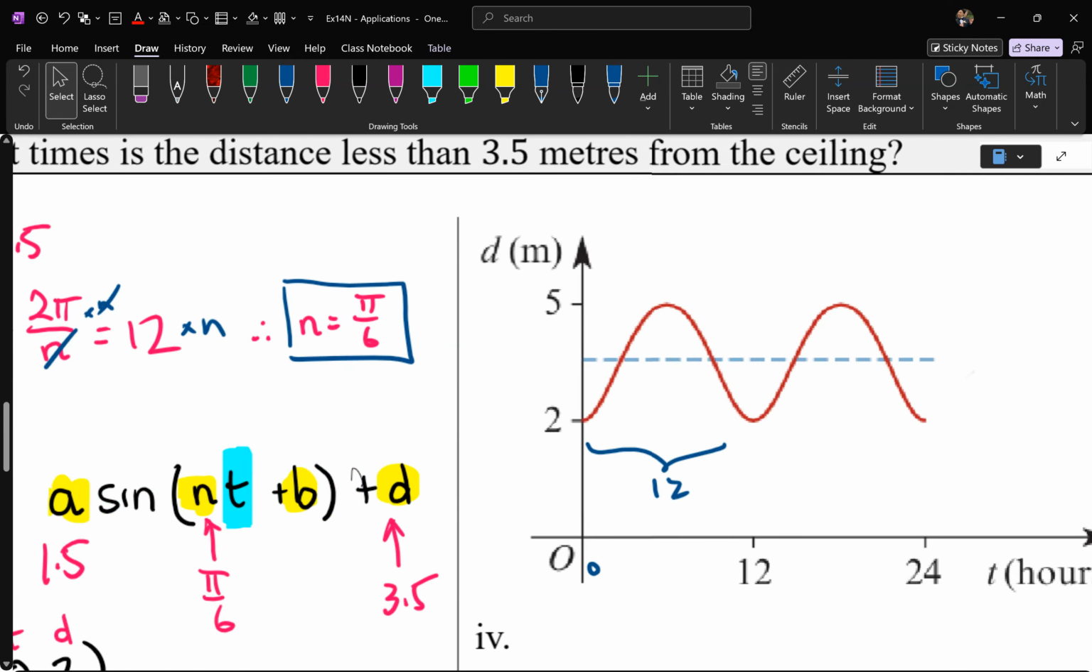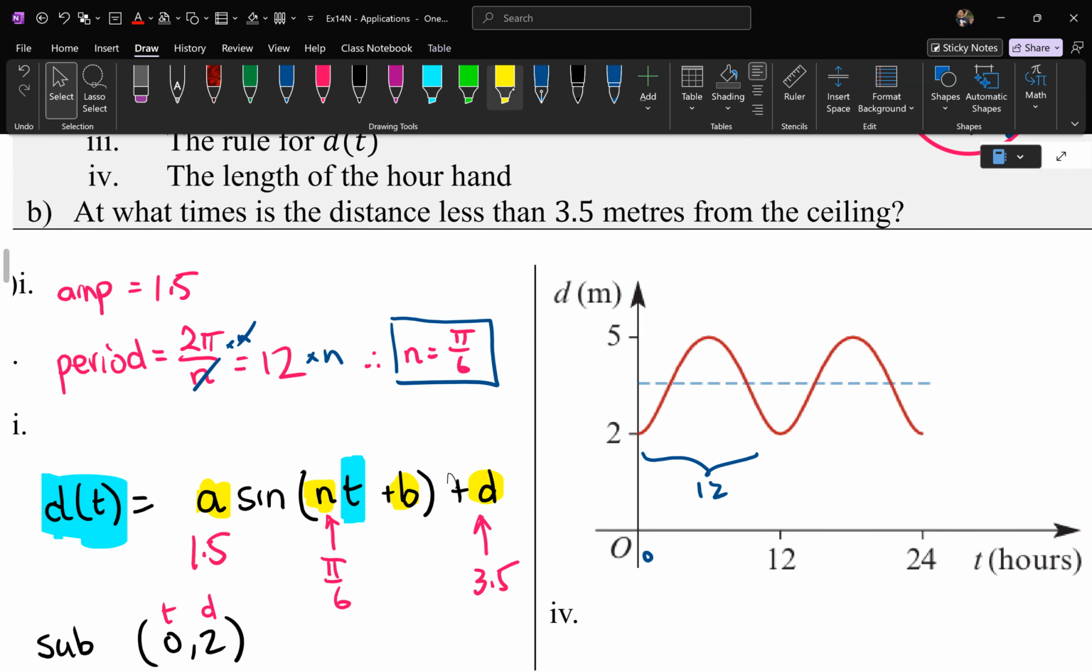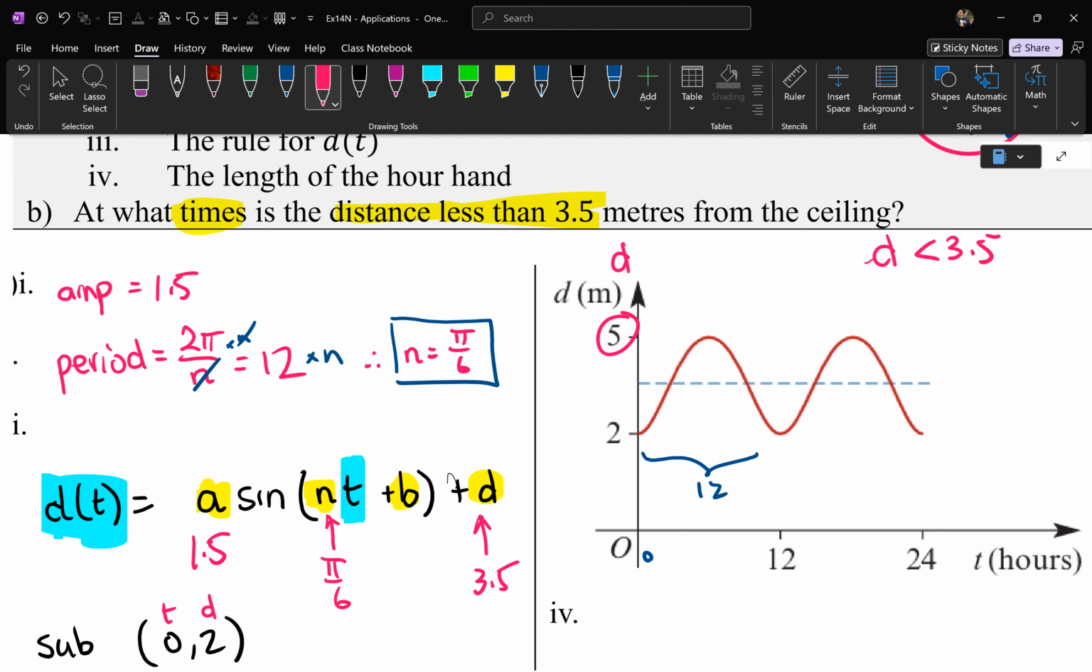Let's read the question. It says, at what times. When you're doing applications, make sure to highlight keywords. It says times. Okay, so I want to know what time. You need to tell me a time at some point. I want the distance to be less than 3.5. Well, let's think about it. This is the d-axis. I want the distance to be less than 3.5. So that's currently at 5. 3.5 is the middle line. I'm asking, when will the graph have a distance less than 3.5?